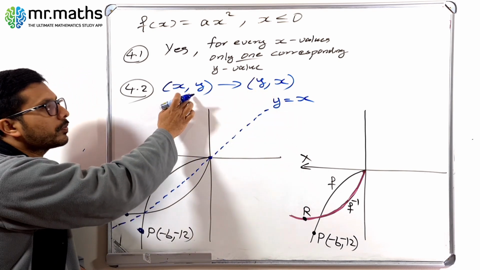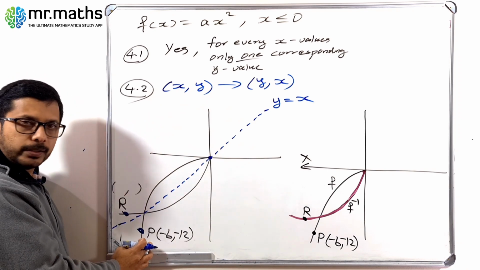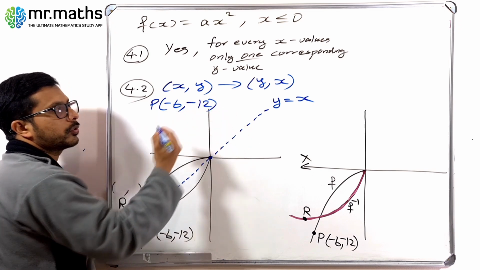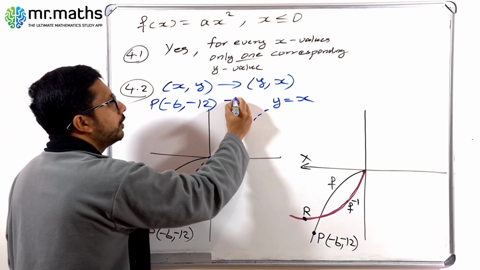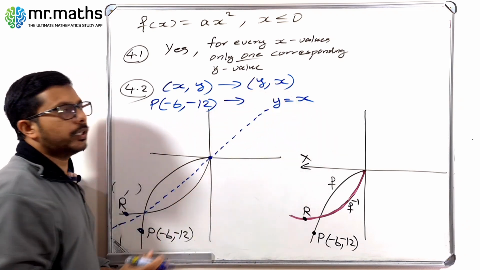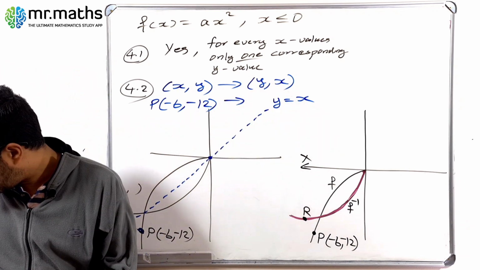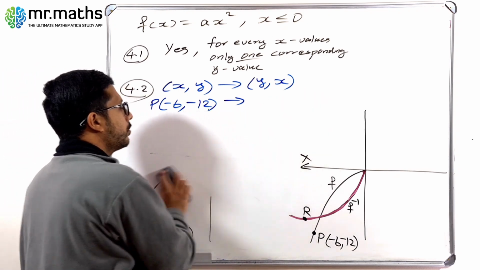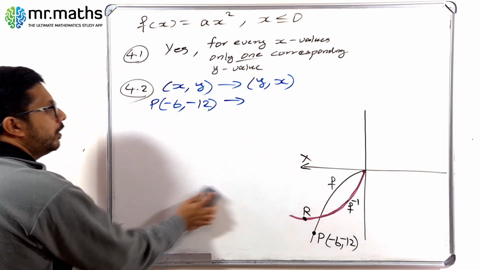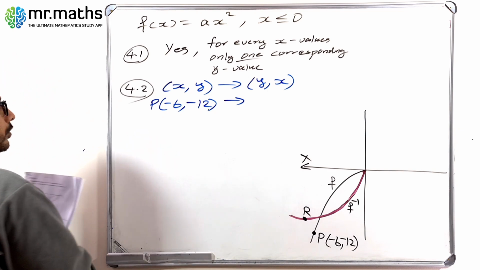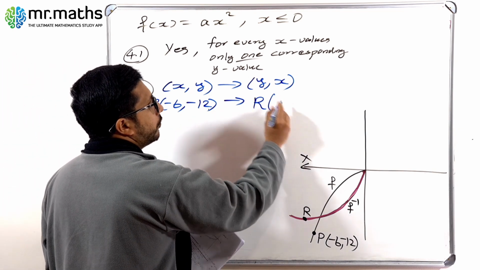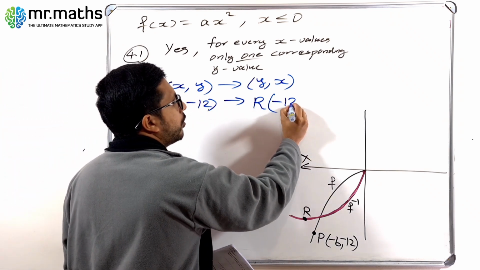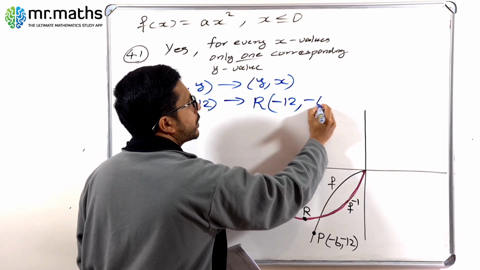So now if you know this one, then it is easy. What is the coordinate of P? P is -6 comma -12. So can you say what is the coordinate of R? X comma y changes to y comma x. So the coordinate of R is y comma x, that means here y is -12 comma x is -6.